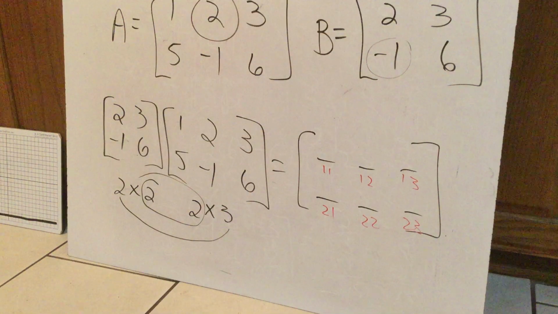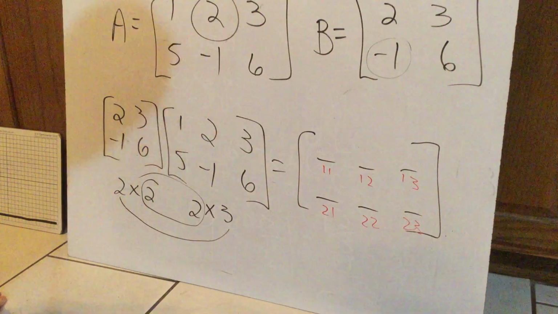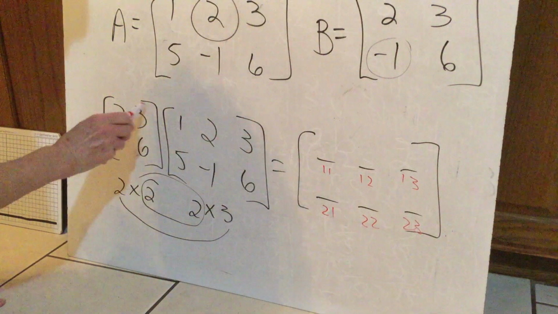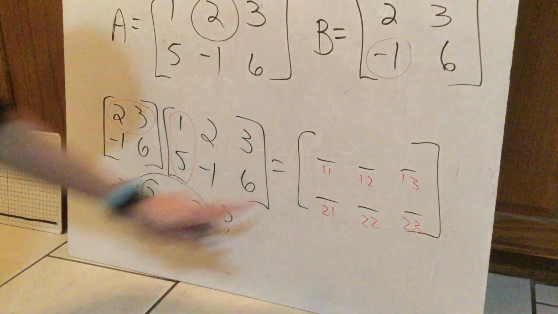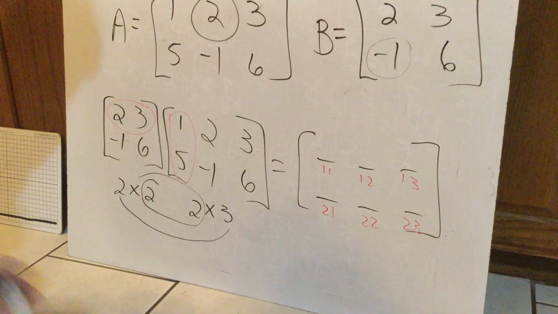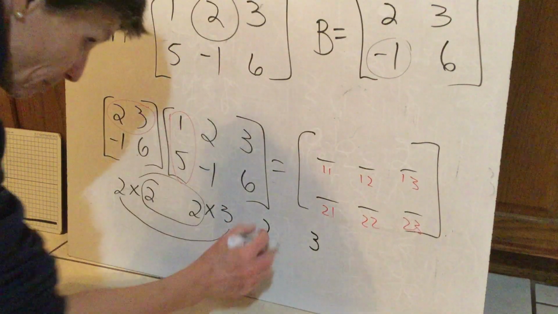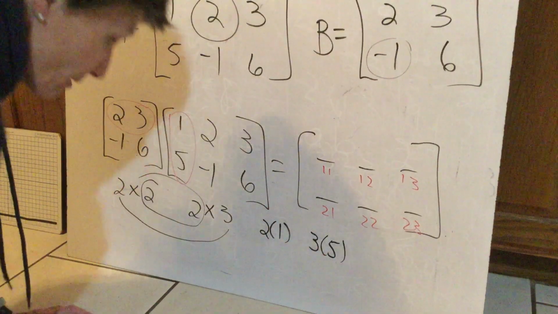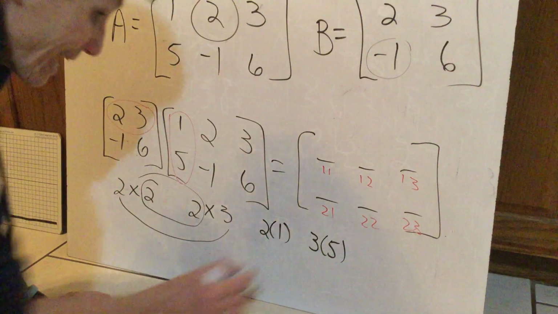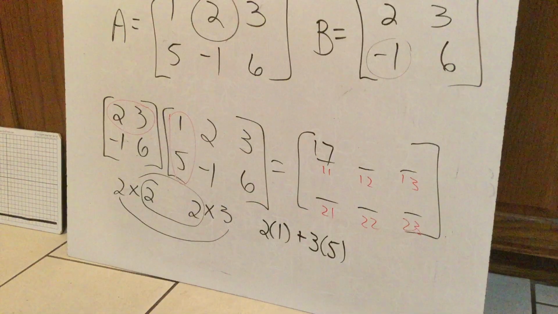Now, those labels tell me exactly what I am going to multiply in order to get those entries. So if I want this one right here, I'm going to multiply row 1 and column 1. So, squeeze it in down here. I take row 1, which is 2 and 3, and I multiply it by column 1, which is 1 and 5. So I multiply each pair, 2 times 1, 3 times 5, and I add those together. So 2 and 15, this number is a 17.